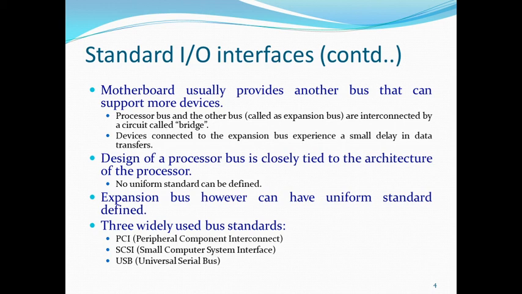So in this section, we present three widely used bus standards. One is PCI. PCI stands for Peripheral Component Interconnect. The second one is SCSI, that is the Small Computer System Interface. And one more is USB. USB we commonly know is the Universal Serial Bus. So here we are going to present these three widely used bus standards, that is PCI, SCSI and USB.